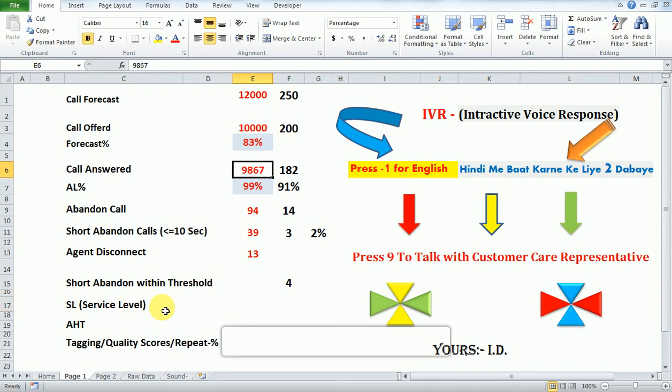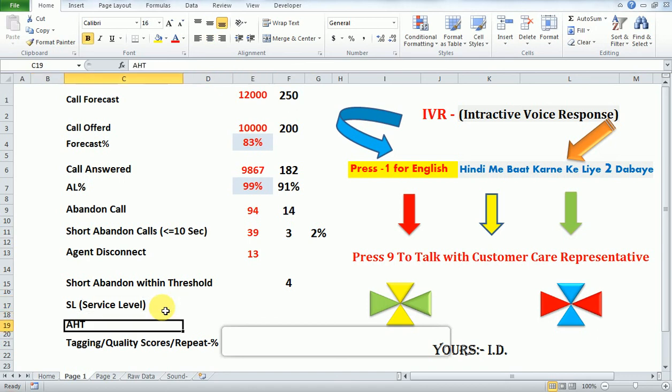So friends, the customer care executives have answered 9867 calls, but these calls were not all answered in 20 seconds. The calls they answered within 20 seconds are counted according to the threshold time. The calls answered in threshold time will be considered in service level. I have made a separate video for service level, you may learn from there. I have cleared many things there.